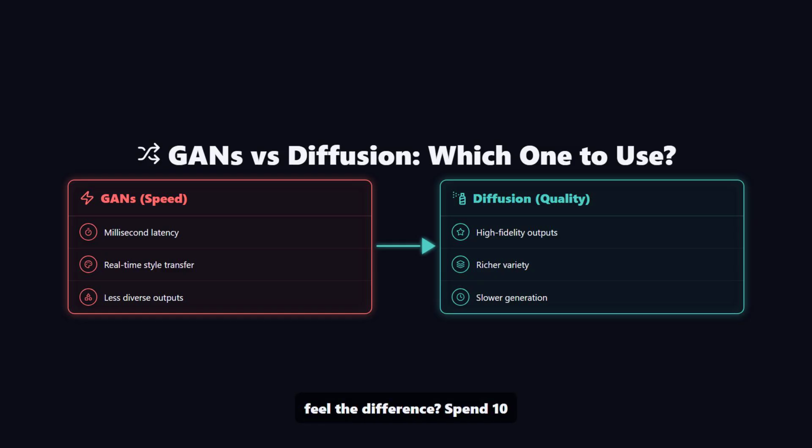Want to feel the difference? Spend 10 minutes trying both a GAN and a diffusion model on Amazon Bedrock's Playground. Watch latency and output quality side by side.